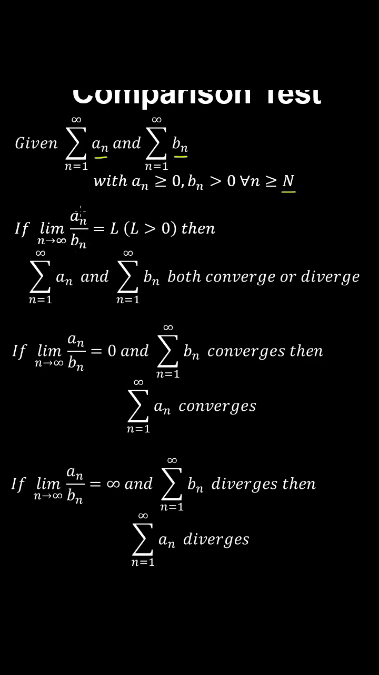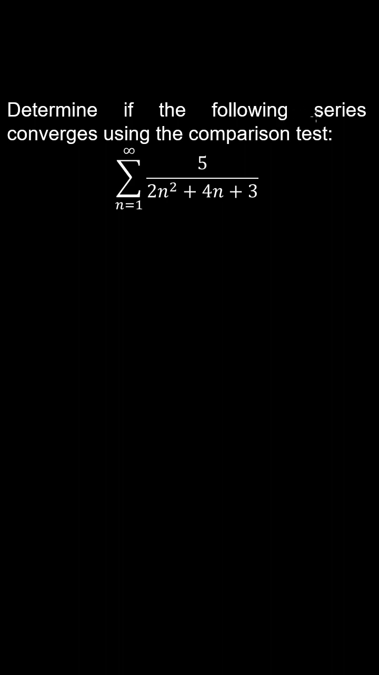If the limit of the ratio of an and bn as n approaches infinity is equal to a positive number, then both series an and bn converge or diverge. For the second rule, if the limit of an on bn as n approaches infinity is equal to 0, and bn converges, then an also converges. And if the limit of an on bn as n approaches infinity is unbounded, and bn diverges, then an also diverges.